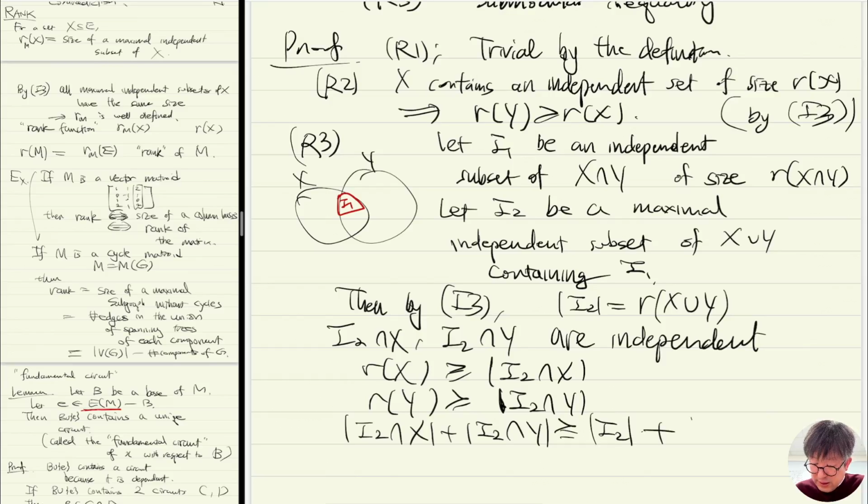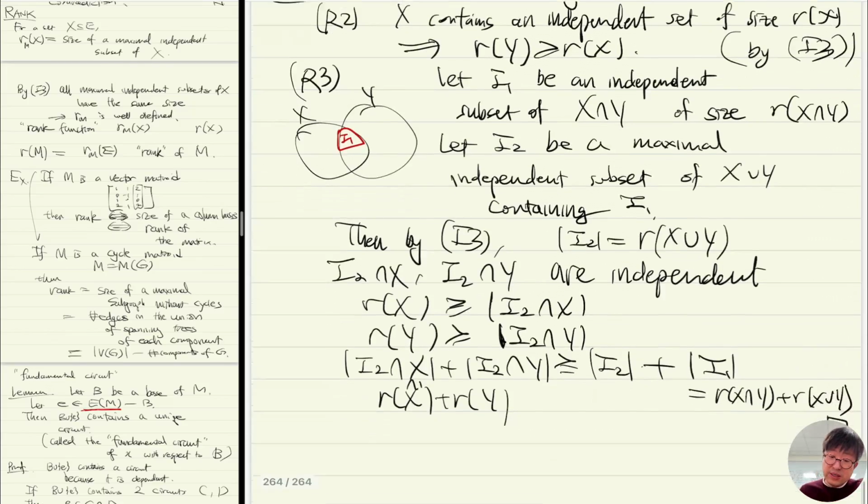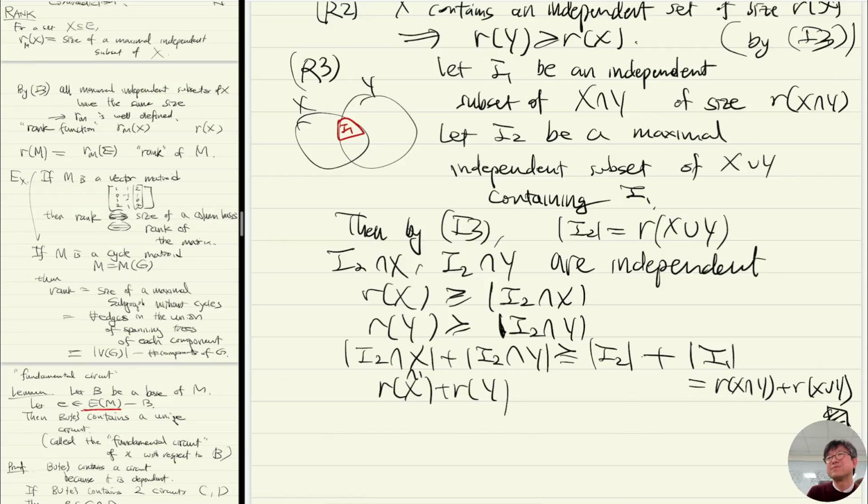Plus people in the intersections are counted twice, so I have to add them, but I1s are counted. So this is rank of X plus rank of Y, right? And this is rank of X intersection Y plus rank of X union Y. So that proves the submodular inequality. All right.